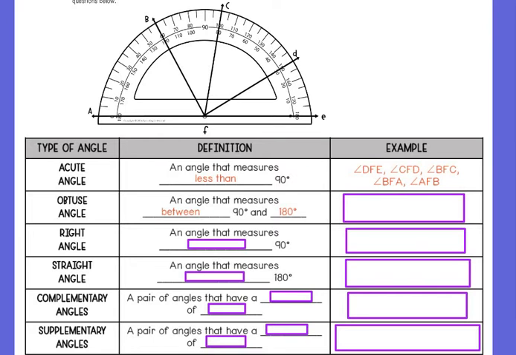Allie, what do you got? Oh, BFE. BFE is obtuse. I think we said them all. We have AFC, AFD, and BFE. What would BFD be?